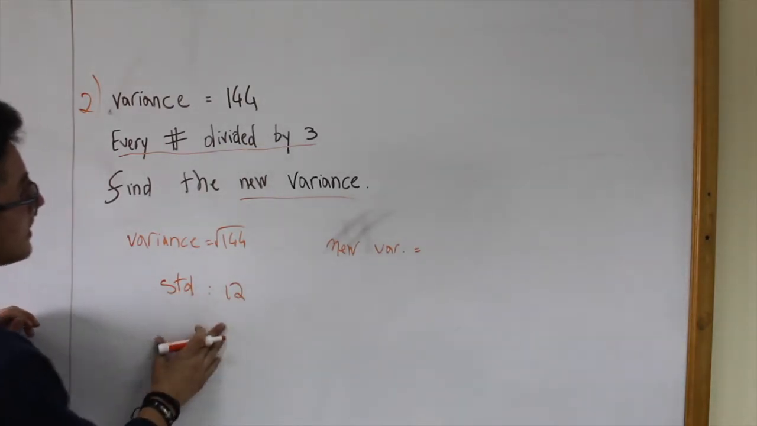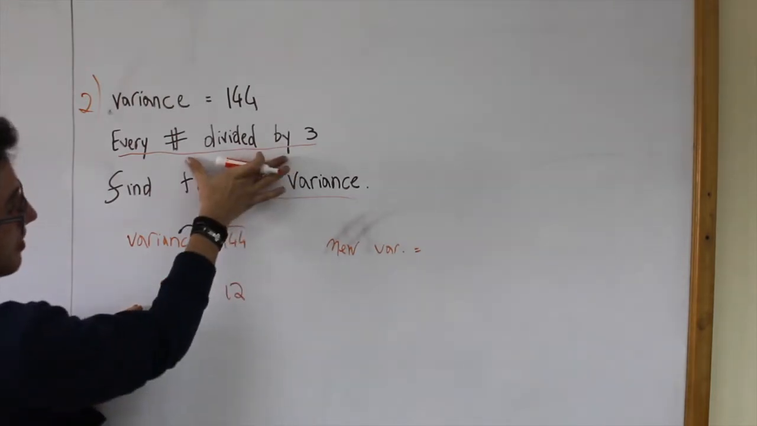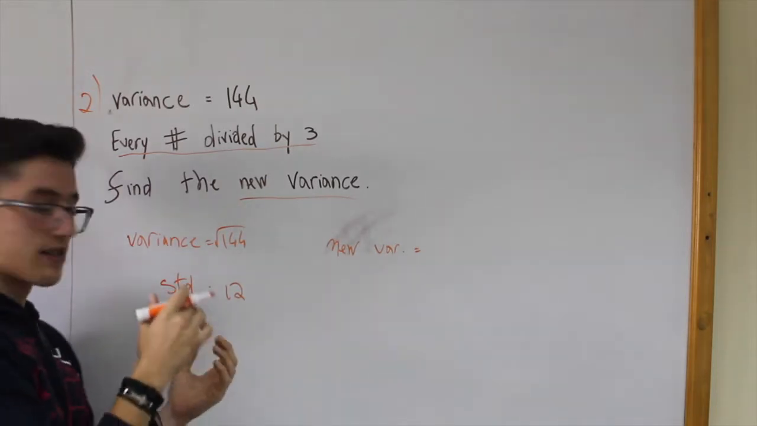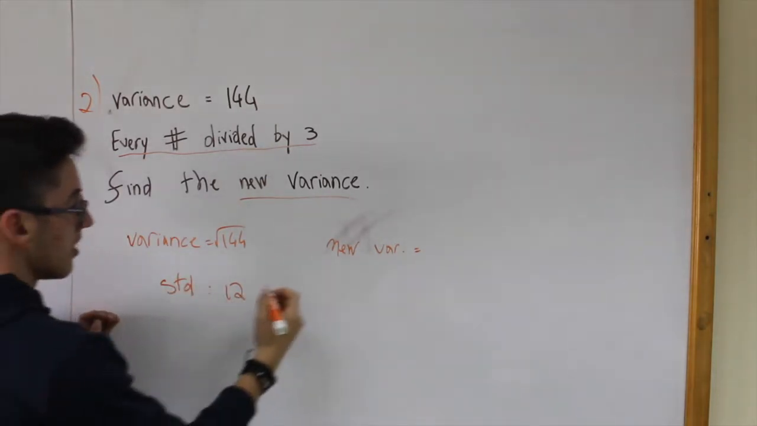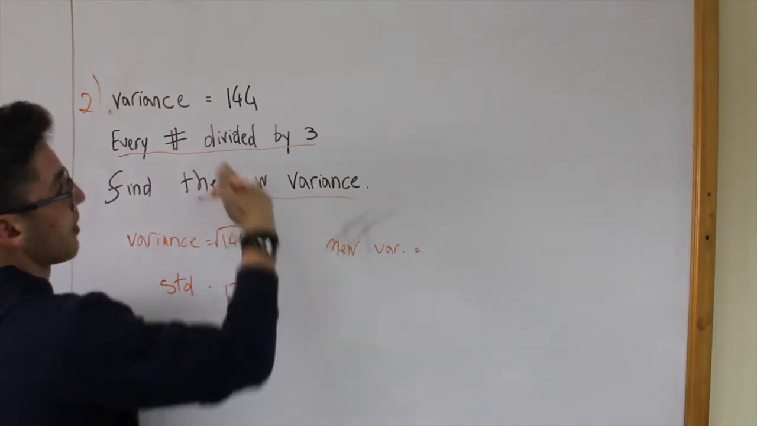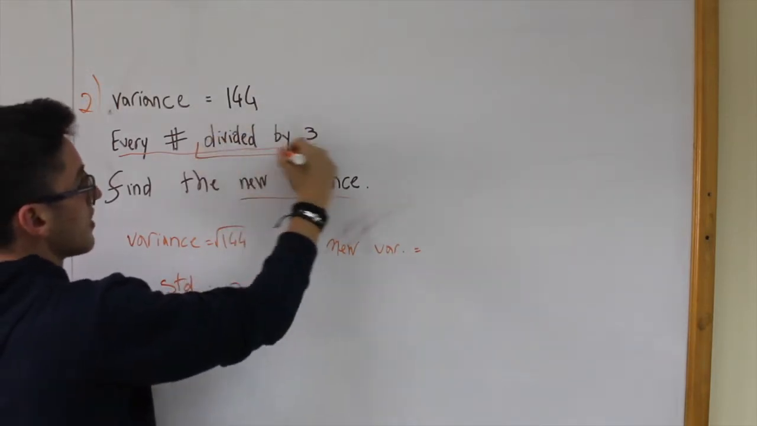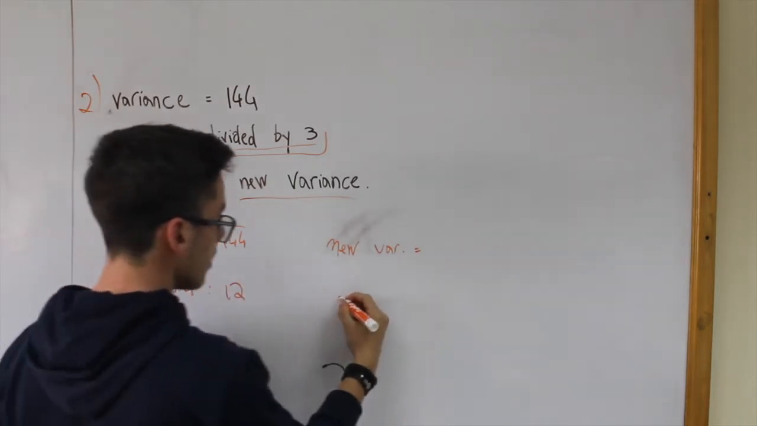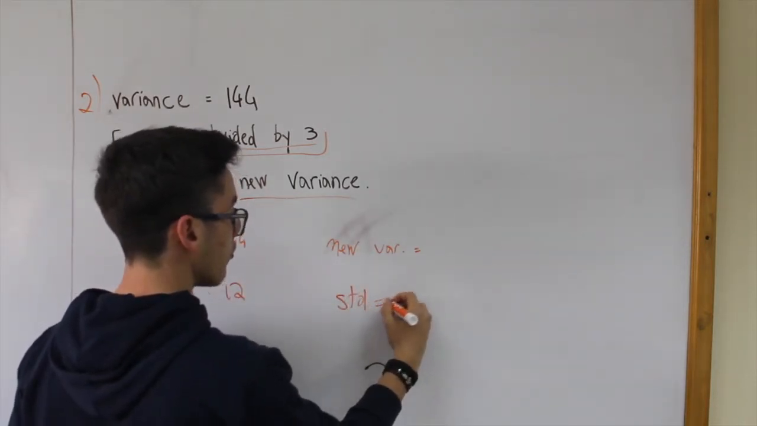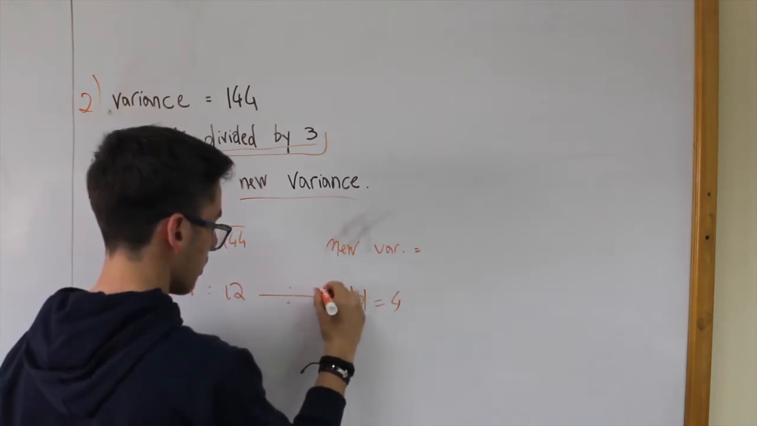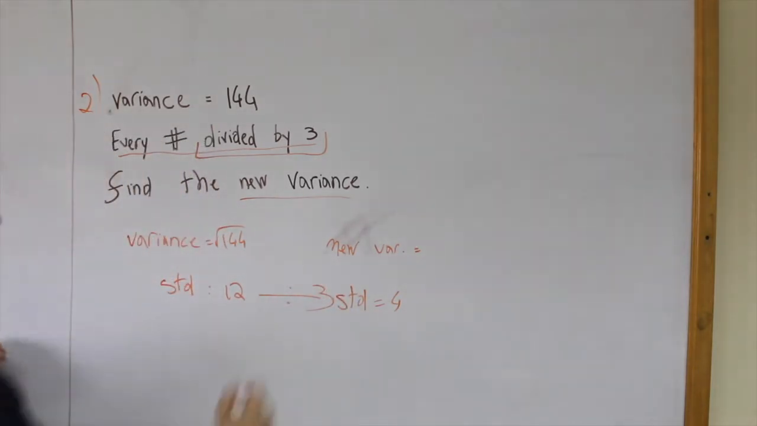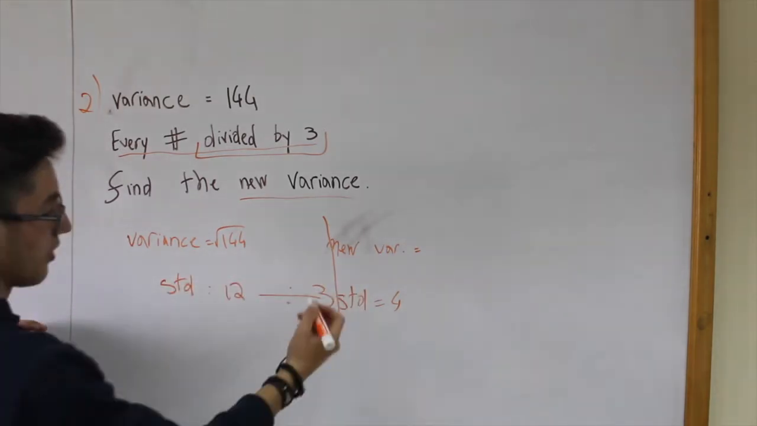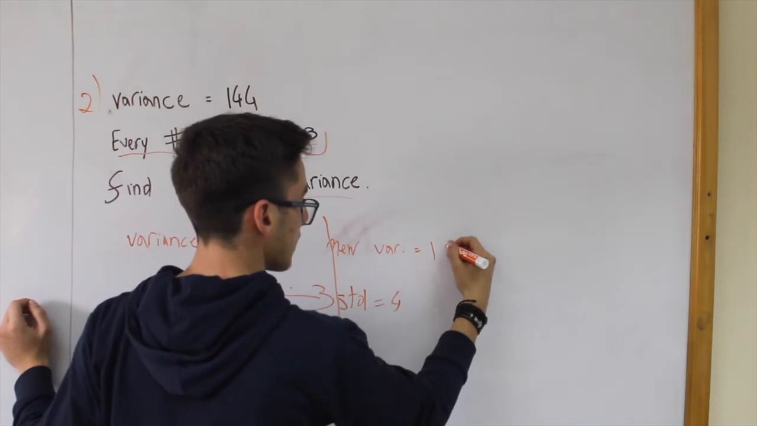And then you take this, and this is where you apply the divided by 3, because when you divide every number by 3, that affects the standard deviation, not the variance. It does affect the variance, but not in this division by 3 rule. So if you take the standard deviation of 12 and you divide by 3, your new standard deviation will be 4. And then from there you can just find your new variance, and you just square this. So the new variance would be 16.